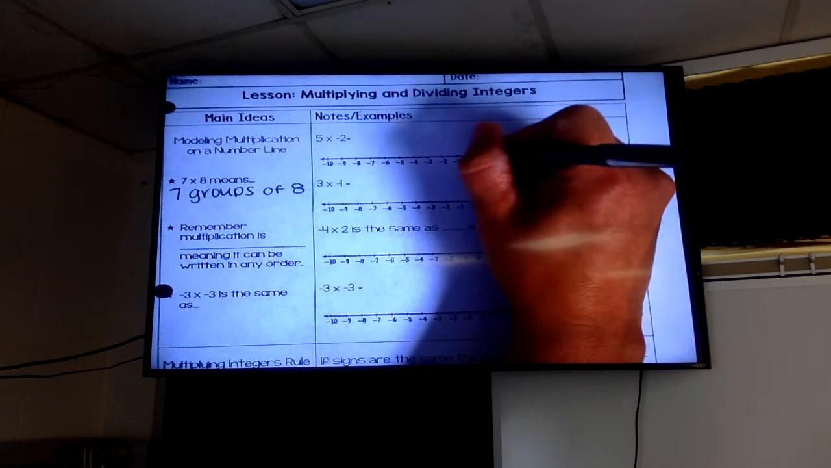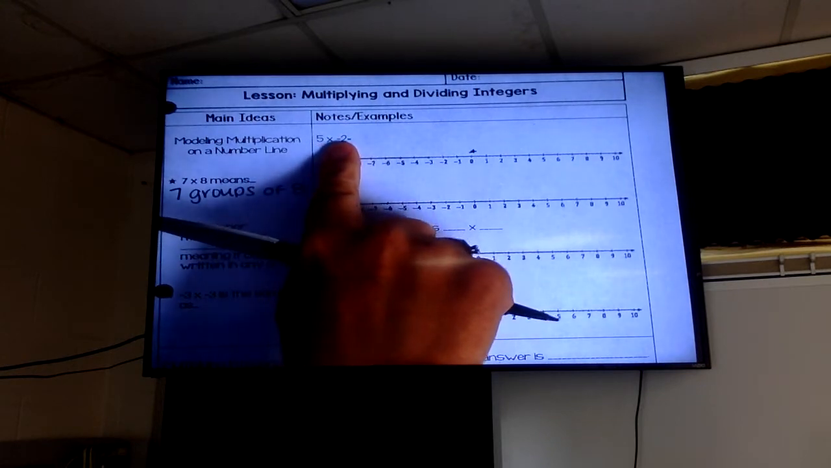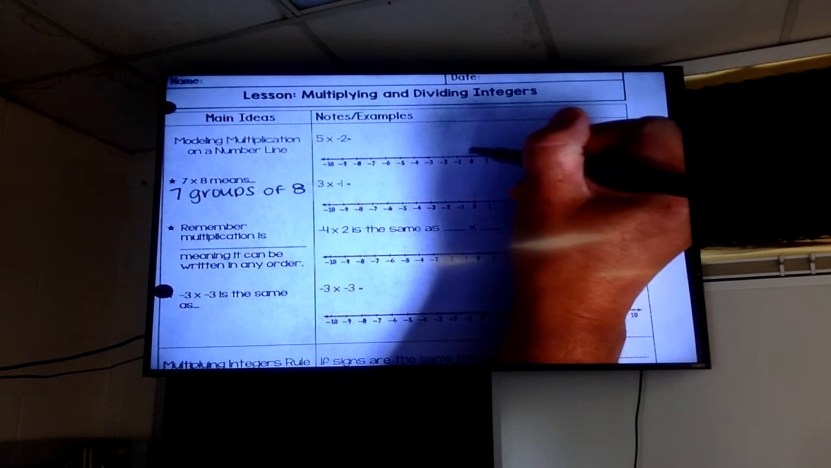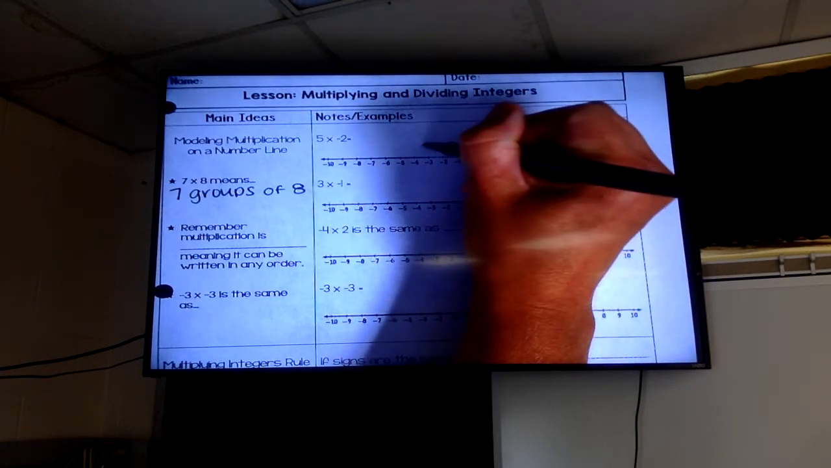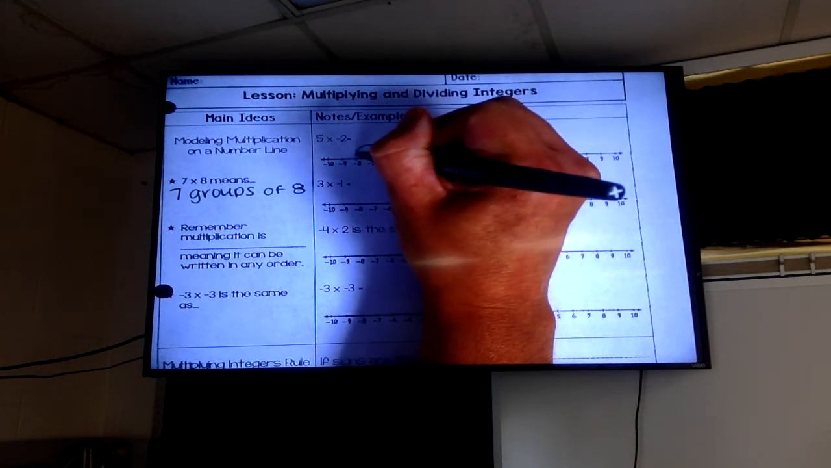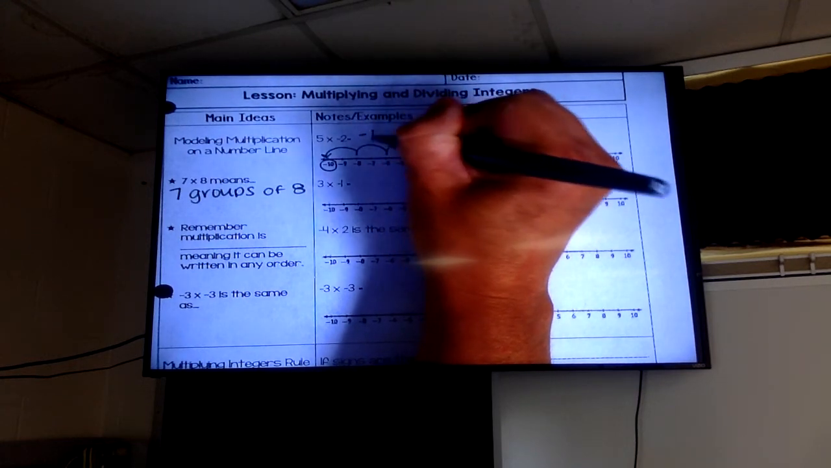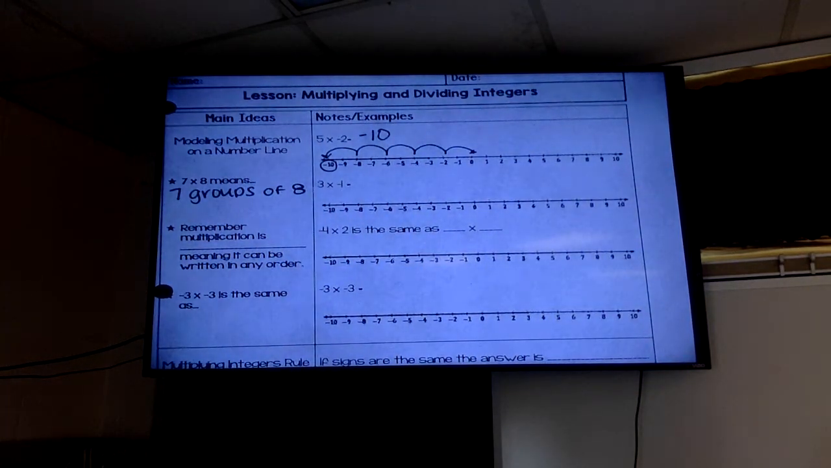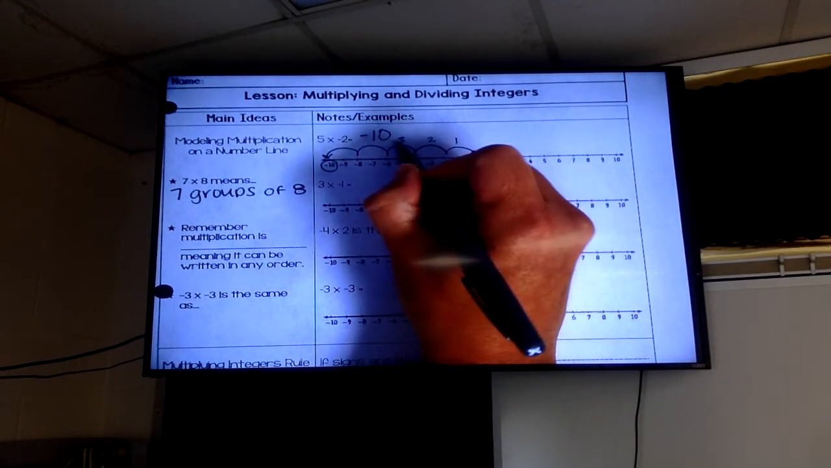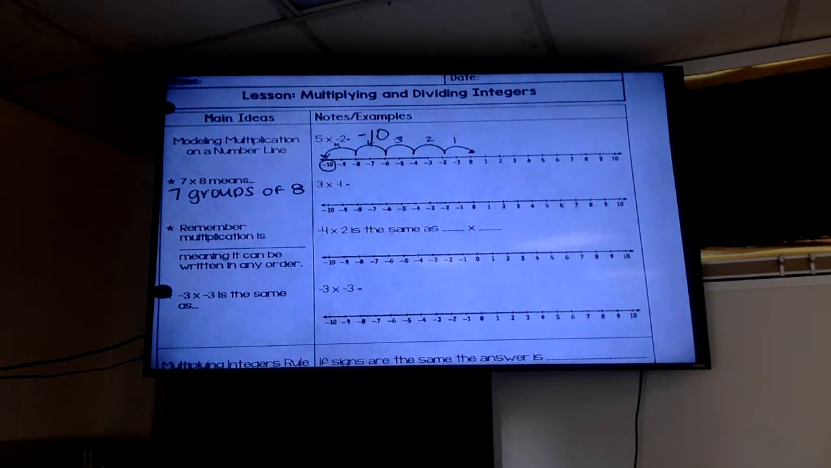So I'm going to put my star at 0, just like before. And this says 5 times negative 2. It's saying I have 5 groups of negative 2. So here's 1 group of negative 2, 2 groups, 3 groups, 4 groups, 5 groups of negative 2. So 5 times negative 2 must give me a negative 10. There's my 5 groups, and each time I moved 2 places to the left.